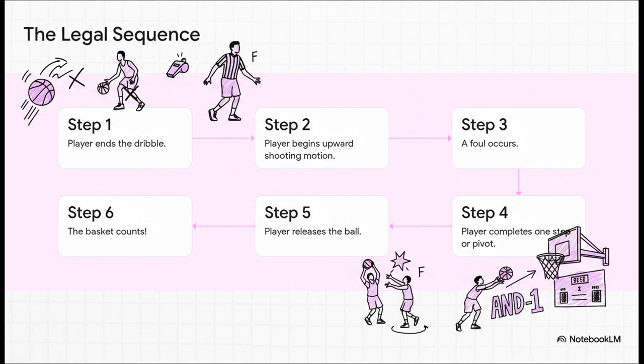So what does a perfect, legal, continuous motion play look like? Let's walk through the whole sequence. 1. The player ends their dribble. 2. They start that upward shooting motion towards the basket. 3. Right then the foul happens. Now here's the cool part. The rule allows them to complete their current step or pivot. So 4. They take that one step. 5. They release the ball. And if it goes in, 6. The basket counts. That is your textbook and-one opportunity right there.